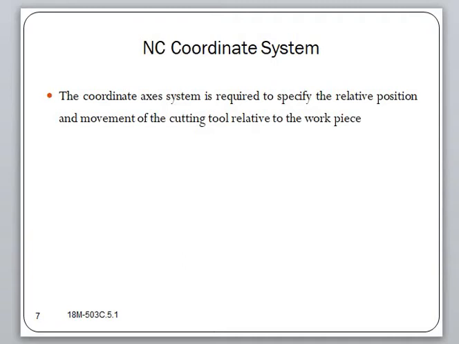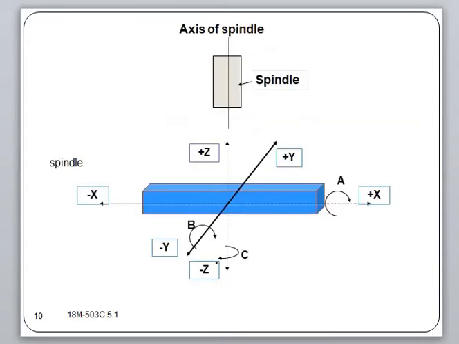Two axes X and Y are defined in the plane of the table, and the Z axis is perpendicular to this plane, and movement in the Z direction is controlled by the vertical motion of the spindle. The positive and negative directions of motion of the tool relative to the table along these axes are shown in this figure.